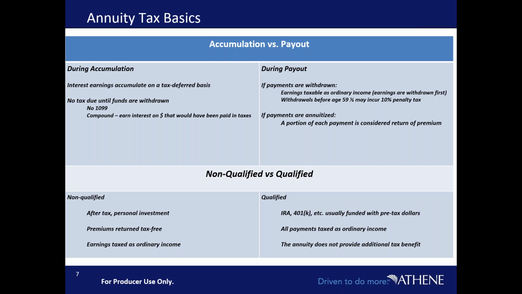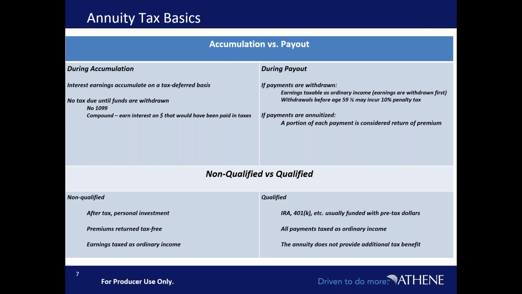You earn interest on the dollars that would have been paid in taxes, so it helps you accumulate more quickly. Now, during the payout period, if payments are withdrawn, earnings are taxable as ordinary income in the year that you take them out. Withdrawals before the age of 59 and a half may incur a 10% IRS tax penalty. Again, that's a special treatment for an annuity. The IRS lets you defer taking those payments. They tax-defer all the growth until you take the money out. But if you do take it before 59 and a half, there could be that 10% IRS penalty.